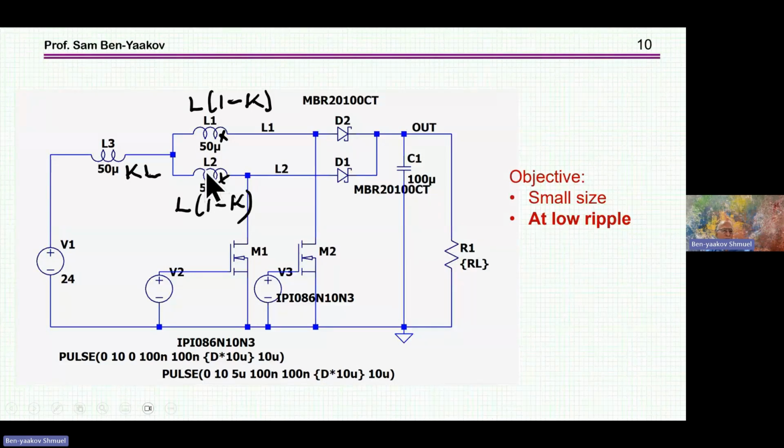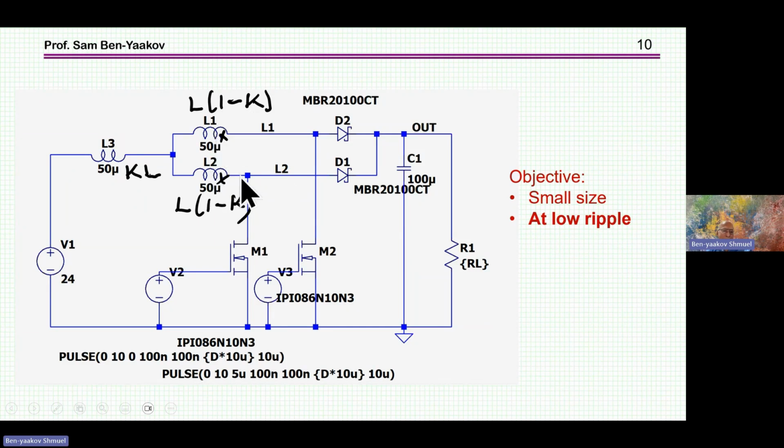So what we see is the following. If K, the coupling coefficient, is 0, no coupling, then we end up with two inductors. This is the regular case. If K is approaching 1, then we are going to have here actually a transformer, very well coupled.